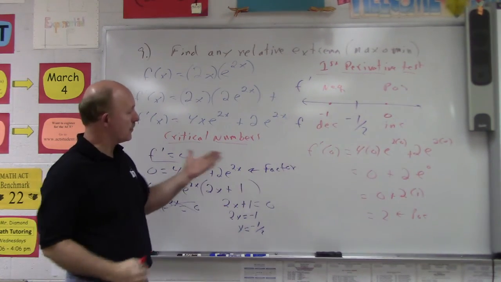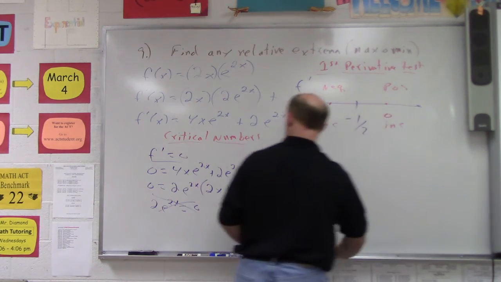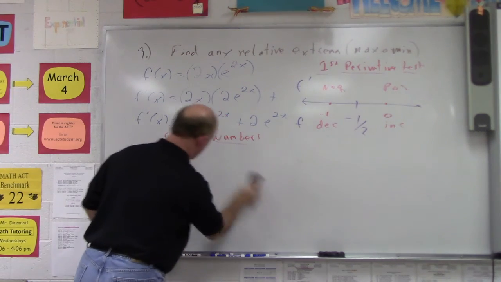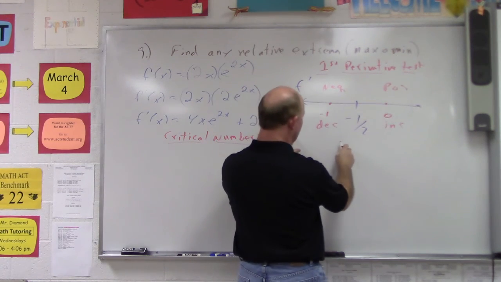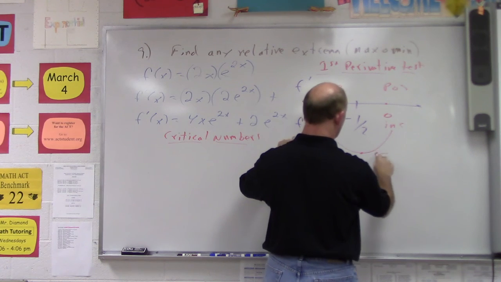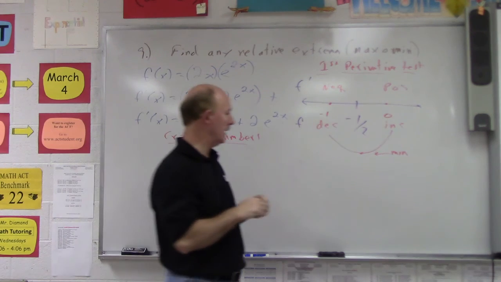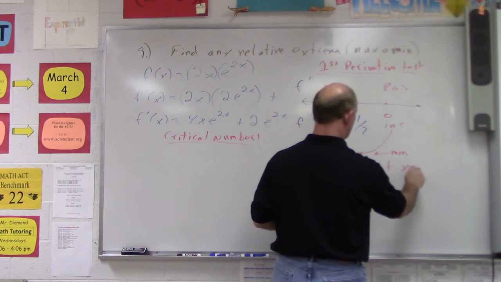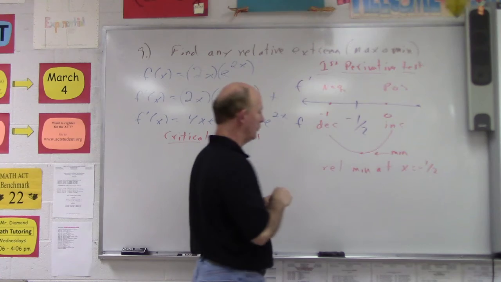Right, so we used our first derivative test. Now if you look at your graph, the graph is going to be decreasing to the left of your critical number, then it starts to increase. So you're looking at a relative minimum. So this is our first derivative test, showing a relative minimum at x equal -1/2.